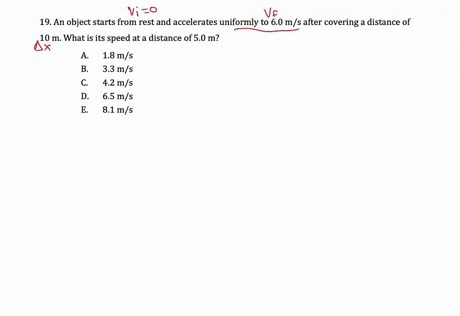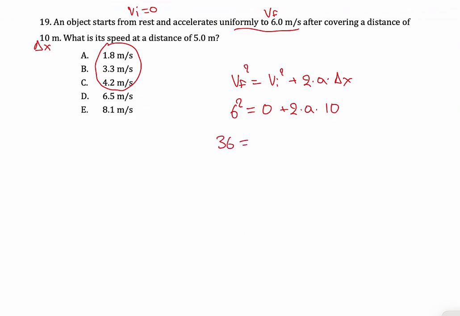I don't know exactly how much will be the speed at a distance of 5 meters, but probably it's going to be less than 6 meters per second, so the answer will be one of these three. But we're going to take the same law in order to find the acceleration. So v final squared is equal to v initial squared plus 2a delta x. So 6 squared equals 0 plus 2a times 10. So 36 is equal to 20a. So the acceleration is 1.8 meter per second.